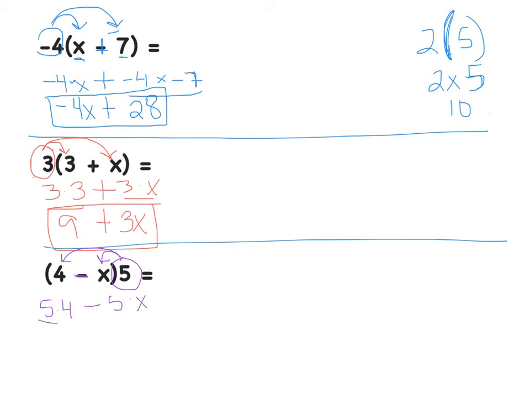Alright, so we can go ahead and multiply what we know. We know 5 times 4 is 20. Drop down the minus sign, and 5 times x is just 5x.